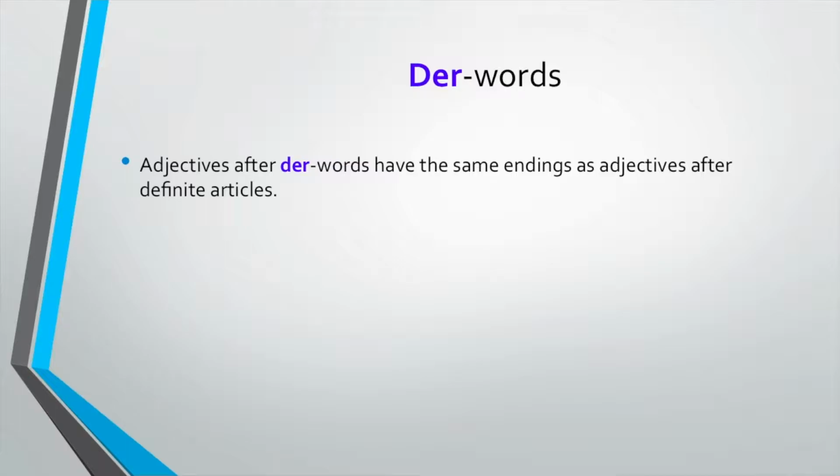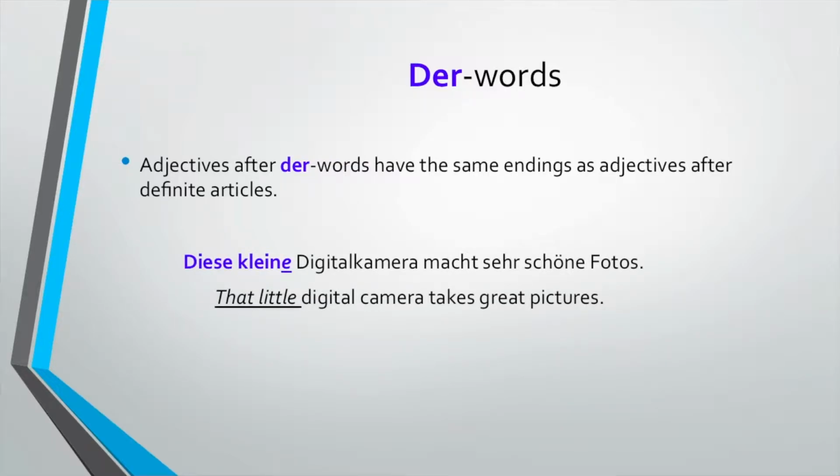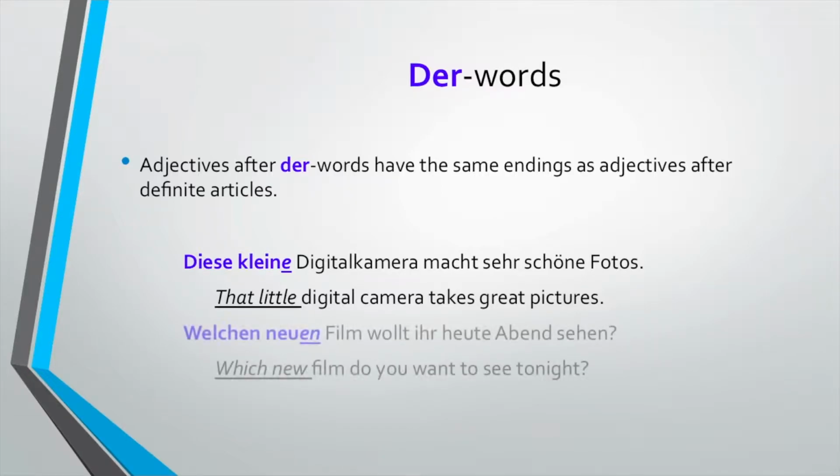Adjectives after der words have the same ending as adjectives after definite articles. "Diese kleine Digitalkamera macht sehr schöne Fotos." That little digital camera takes great pictures. So you have the E ending on kleine. Diese kleine. "Welchen neuen Film wollen wir heute Abend sehen?" Which new film do you want to see tonight? Welchen neuen? Ja, en ending. Neuen.